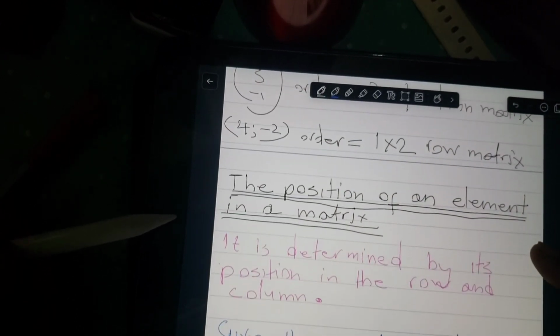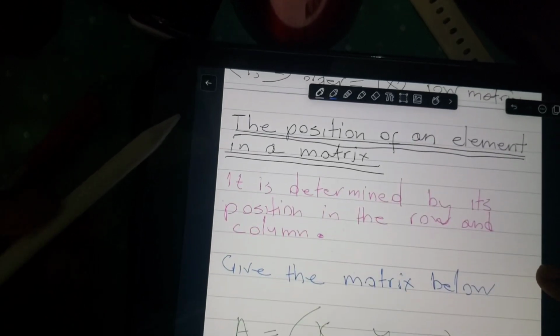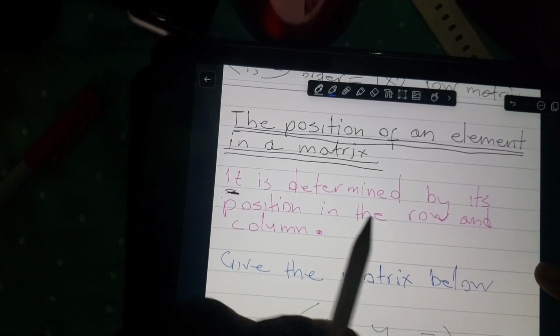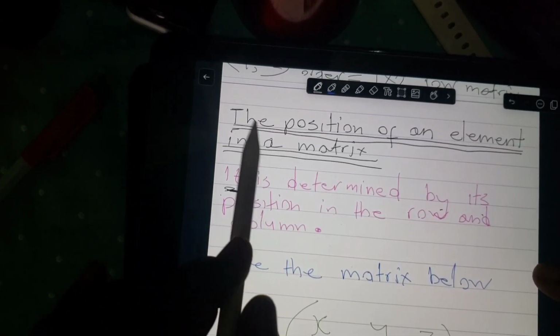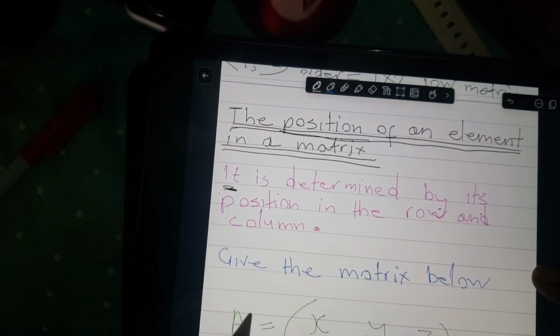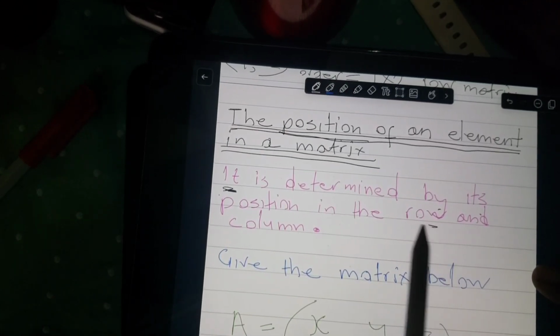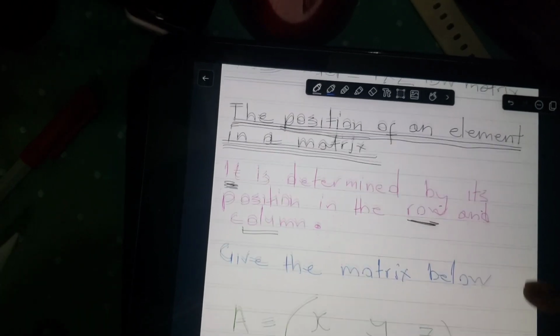We move on to what we call the position of an element in a matrix. The position is determined by its row and its column. In other words, to give the position of an element in our matrix, we state the row and the column. For example, an element in row number 1 and column number 1.